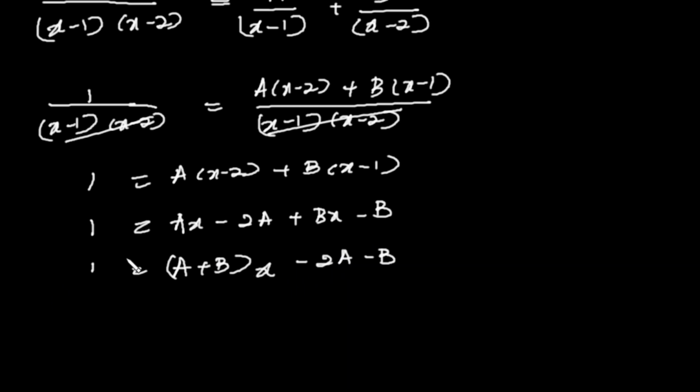So in this equation, the left side and right side should be equal. I mean, if there is something on the left side, it should be equal to the right hand side. The right hand side is (a plus b)x minus 2a minus b. Those things should be equal to this side. But you cannot see an x coefficient on the left side, so the x part is 0. That method we can use to find the a and b values.